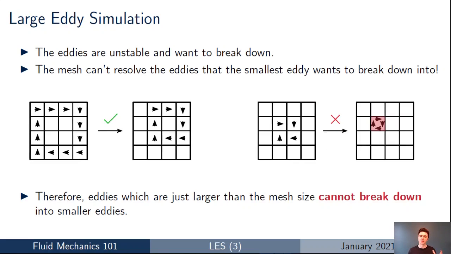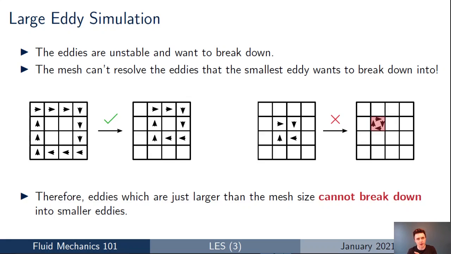We're now going to combine the thoughts of the energy cascade and the representation of eddies on a mesh, and this leads us to a very interesting observation. And that is, if we remember that the eddies themselves are unstable and they want to break down. So in the image on the left, you can see there we've got that large eddy on our section of mesh, and it wants to break down. And one of the eddies it wants to break down into is given in that second image there. And the CFD mesh is able to represent this breakdown process physically because it's able to represent the size of the eddy that it's getting broken down into.